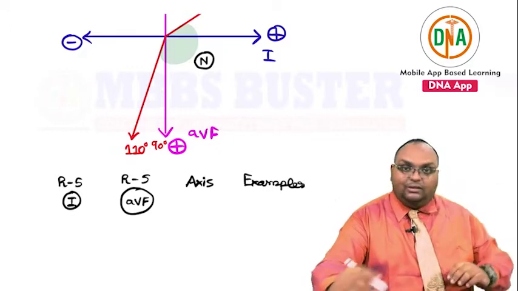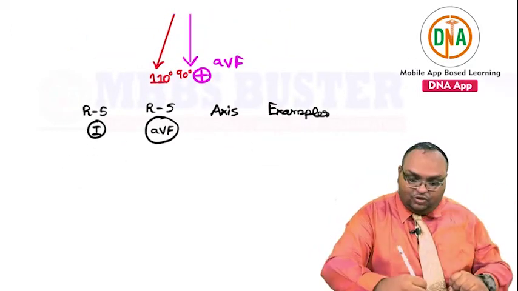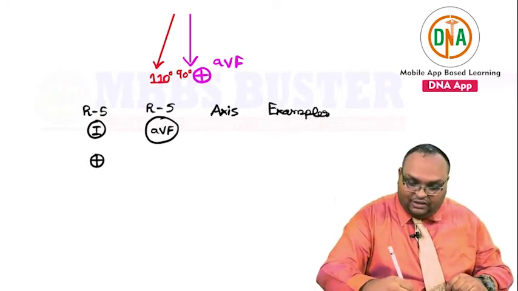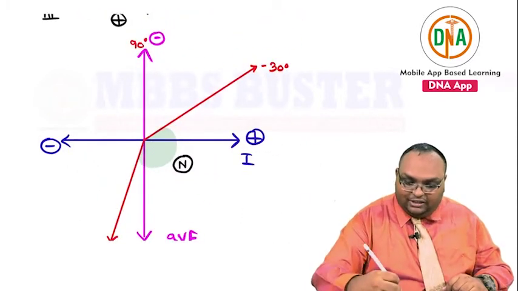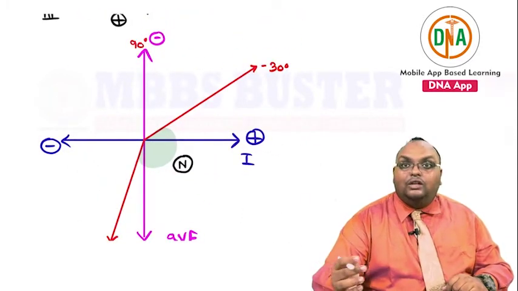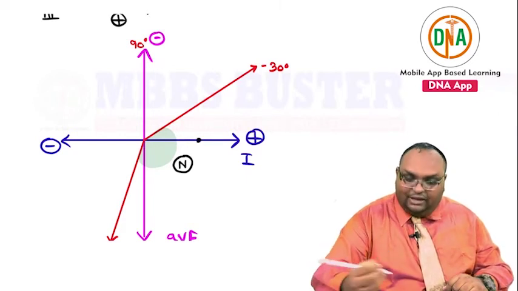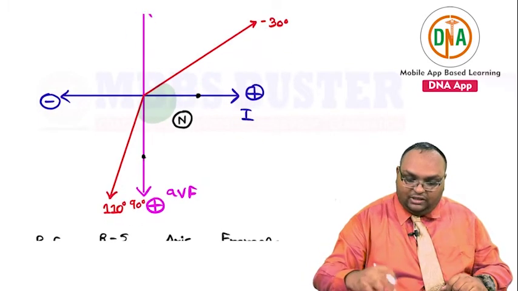Suppose we had R greater than S, so R minus S positive in lead 1, and R greater than S, that means R minus S positive in lead AVF, then just plot it. Hypothetically, let's plot it. Lead 1, we have a positive value. Lead AVF, we also have a positive value. See, I am marking the points in the positive quadrants.